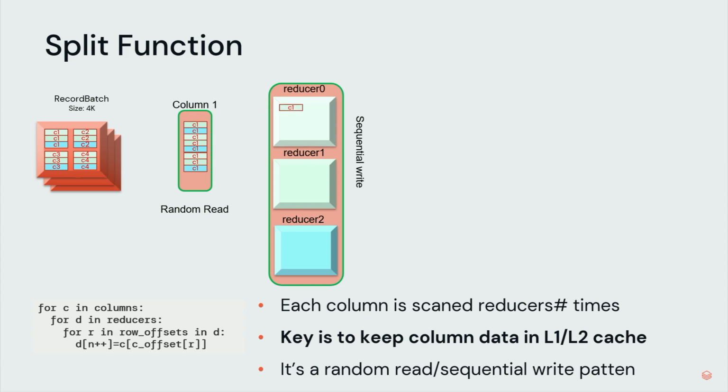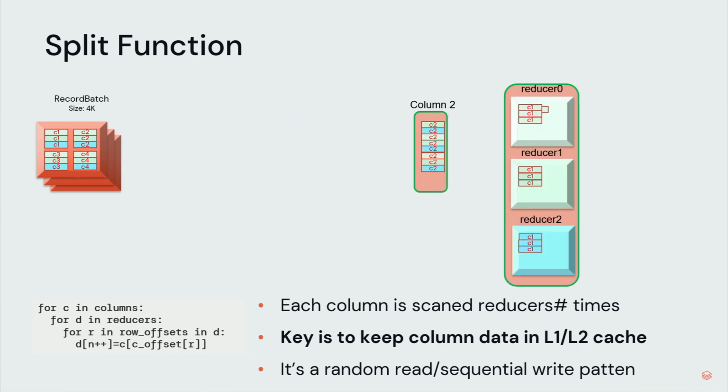And what happens is like this. Firstly we fill the record batch for reducer 0, then we fill reducer 1, and then we fill reducer 2 here. You can see that the memory access over column 1 is a random access. It's not a sequential access. It's really a random access. After we finish filling column 1 over its reducers, we start to fill column 2 and so on.